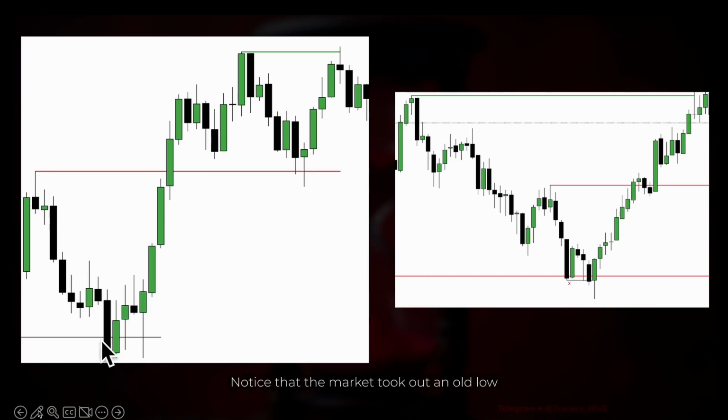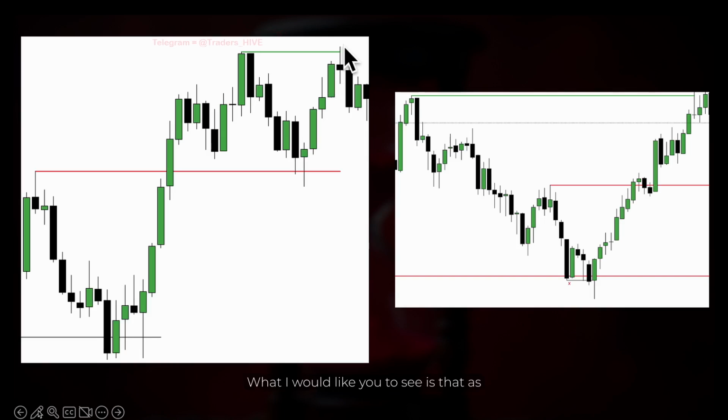Notice that the market took out an old low, shown by this horizontal line right here, and we see the market eventually form a new low. The market displaces towards the upside, and we see it reprice above this high right here. What I would like you to see is that we see the market form imbalances throughout this repricing higher. We see the market retrace and then have one more push towards the upside. Notice that the market eventually drops towards the downside, trading into this old high, and then the market expands higher.